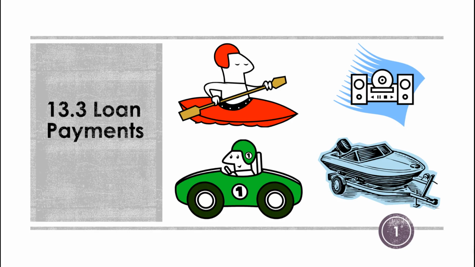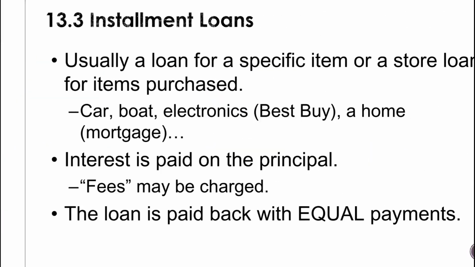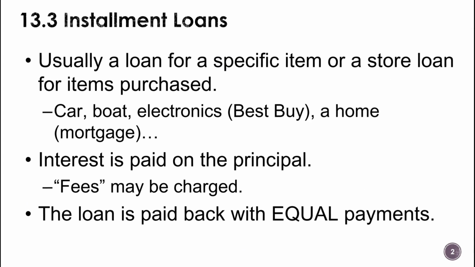Hi, this is 13.3 loan payments. This is about installment loans and also mortgage loans. We can have any kind of loan, and many of them work basically the same way. It's usually for a specific item or a store loan for items purchased: car, boat, electronics, Best Buy, a home mortgage. Interest is paid on the principal, fees may be charged, and the loan is paid back with equal payments.